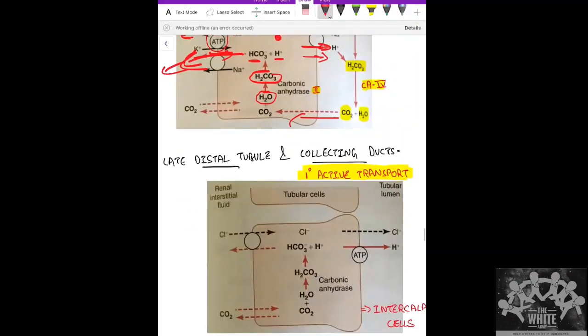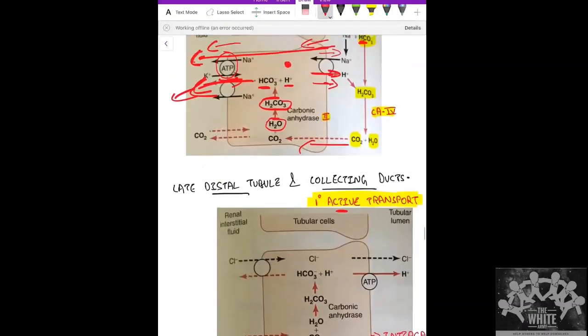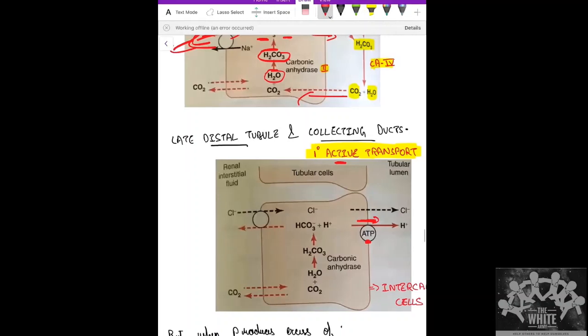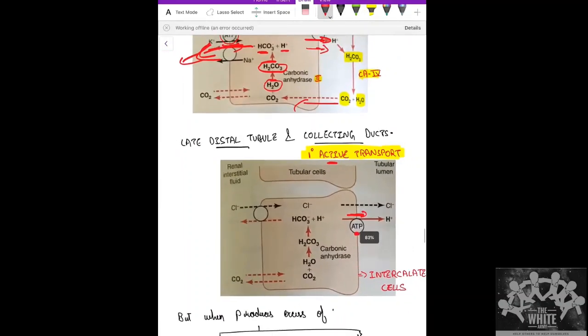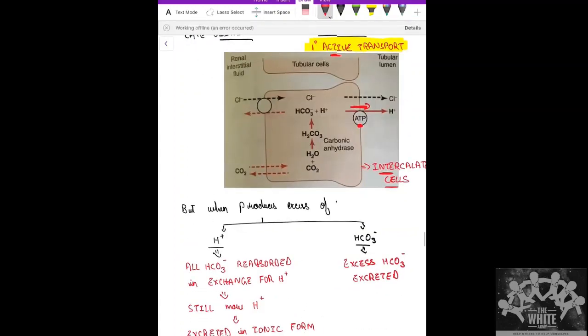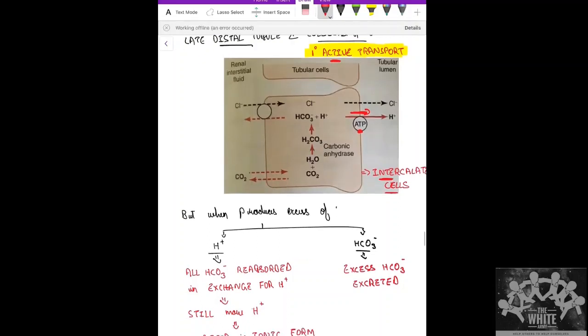In the late distal tubule and collecting ducts, it acts by primary active transport. The whole process is the same, just that this H plus that is secreted into the tubular lumen is by an ATP pump. It is ATP dependent. That's why it is primary active transport in the intercalated cells. So we saw how HCO3 minus reabsorption takes place.